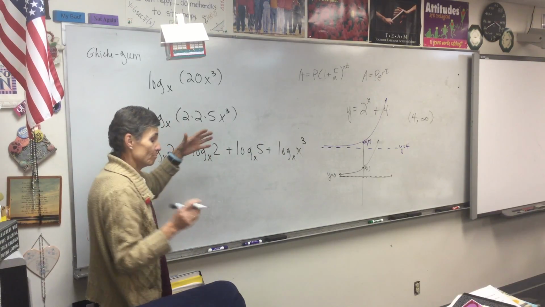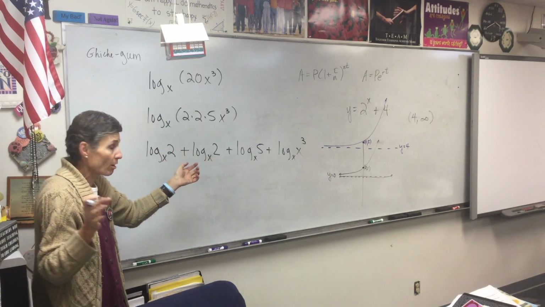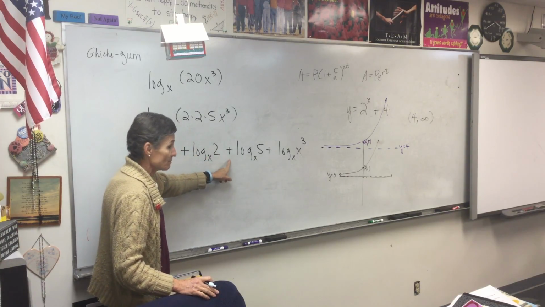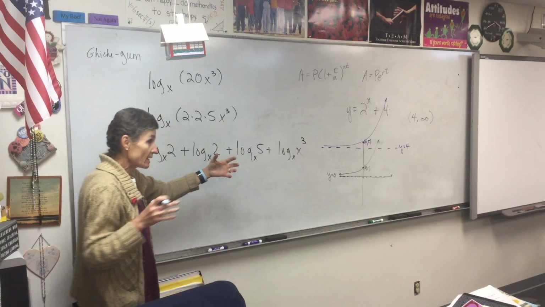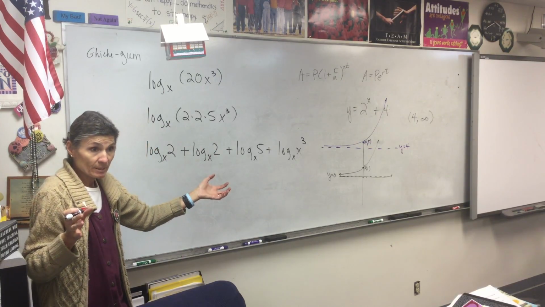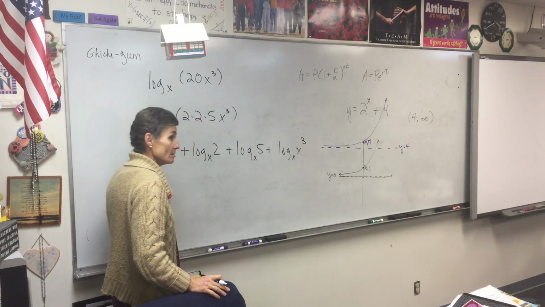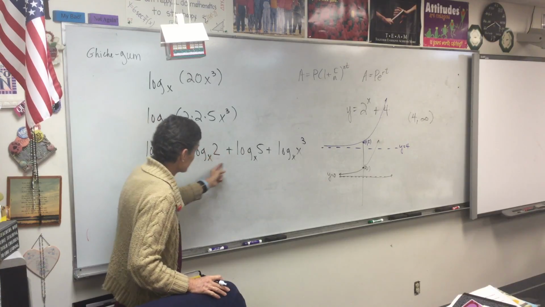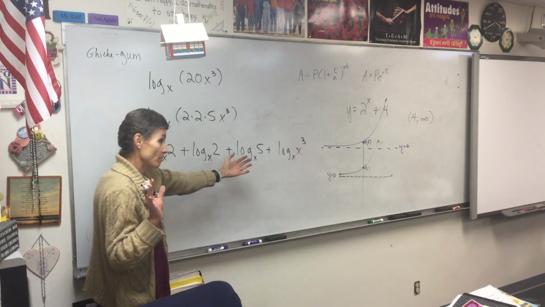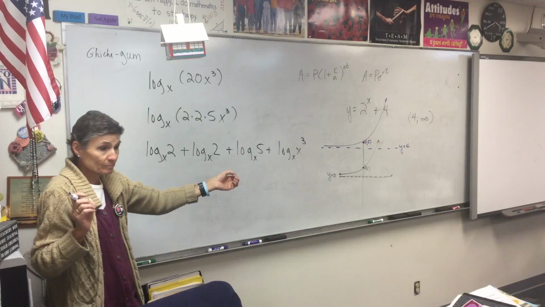So instead of putting them all together so I only have one logarithm, I'm taking them apart, and I now have 4 logarithms. And why are there plus signs between them? Because when you take apart a multiplication, you add them. If I put all this back together, do you see how that would all become 2 times 2 times 5 times x cubed? Because they're being added. When you put them together, they become a multiplication. When you take them apart, they become an addition.